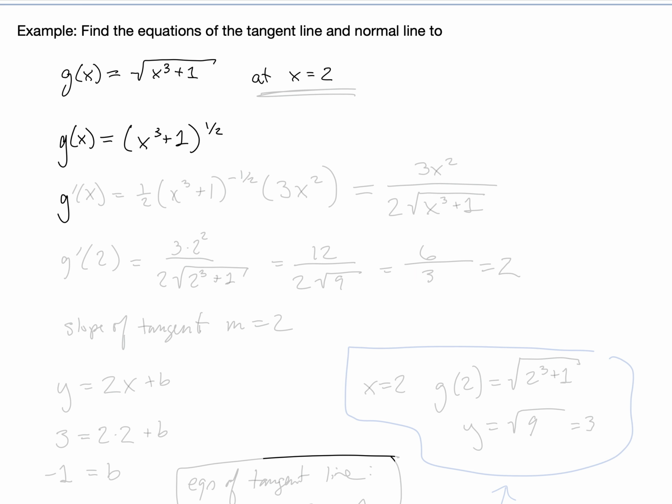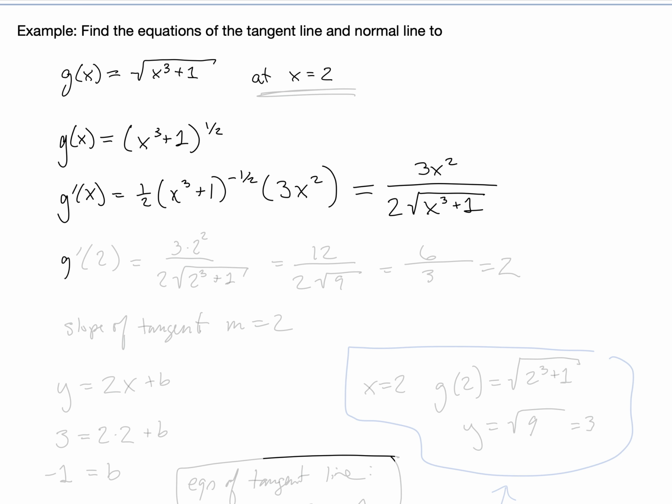So using the chain rule, g prime of x is equal to 1/2 times (x cubed plus 1) to the negative 1/2 power, subtract 1 from the exponent, multiply by the derivative of the inside, that's 3x squared. And so now we can maybe simplify that a bit. That's equal to 3x squared in the numerator, and in the denominator we've got a 2, and then (x cubed plus 1) to the negative 1/2, that's the square root of x cubed plus 1.